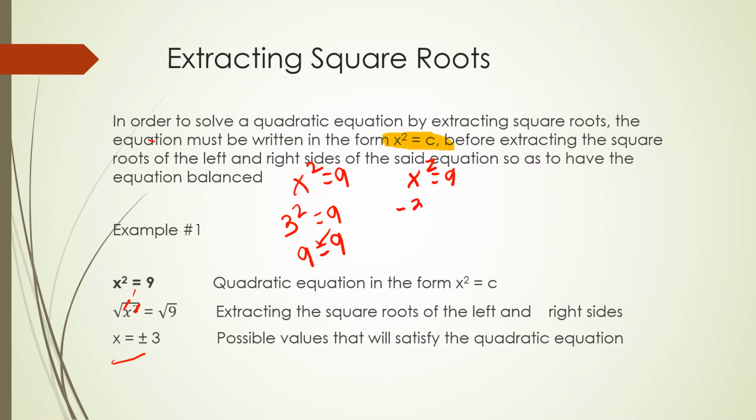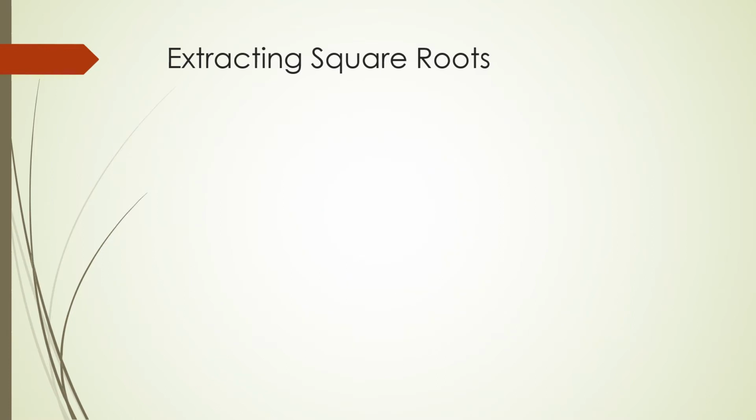Okay? And then, another one, x squared is equal to 9. Substitute nyo lang si negative 3. Negative 3, kasama si negative, and then squared, and then you have 9. Negative times negative will become positive. So, 3 times 3, again, 9 is equal to 9. So, those values, positive and negative, satisfy the given equation.